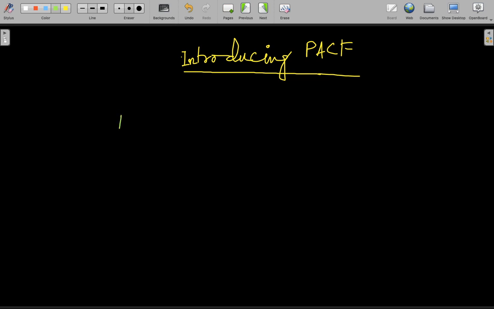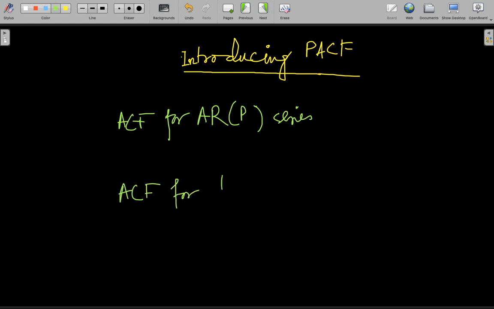So let me write down the ACF for an AR(p) series, and the ACF for an MA(q) series.